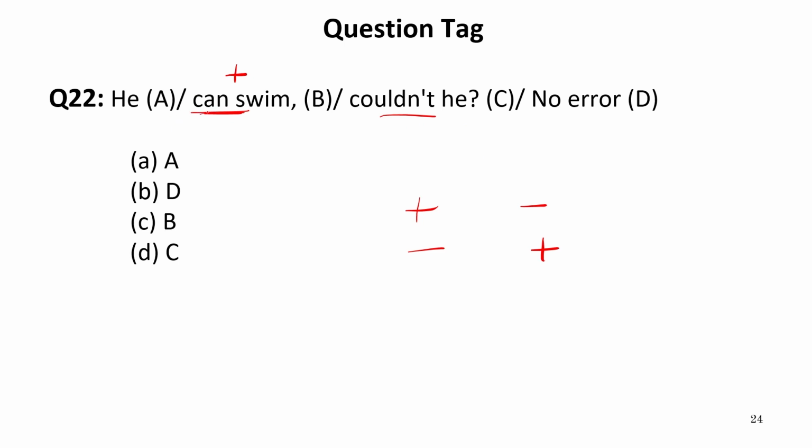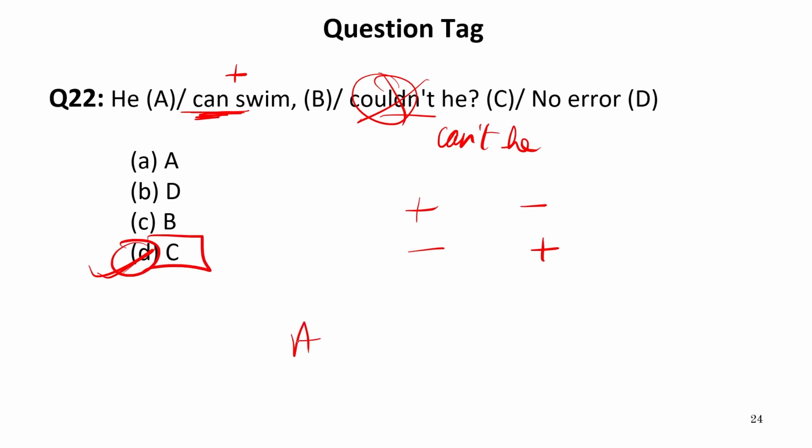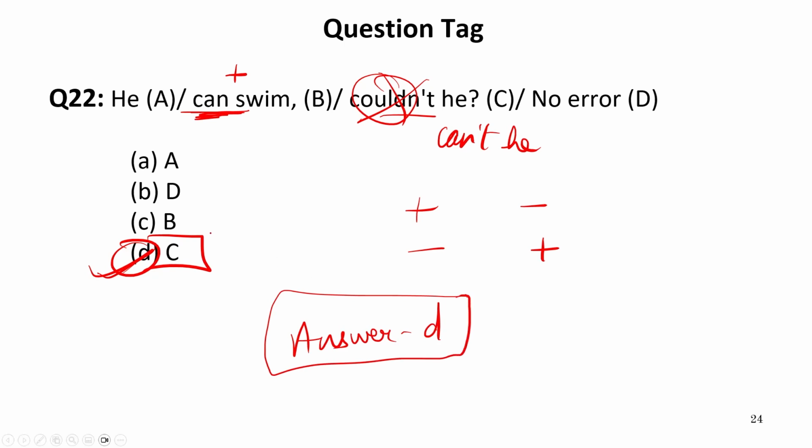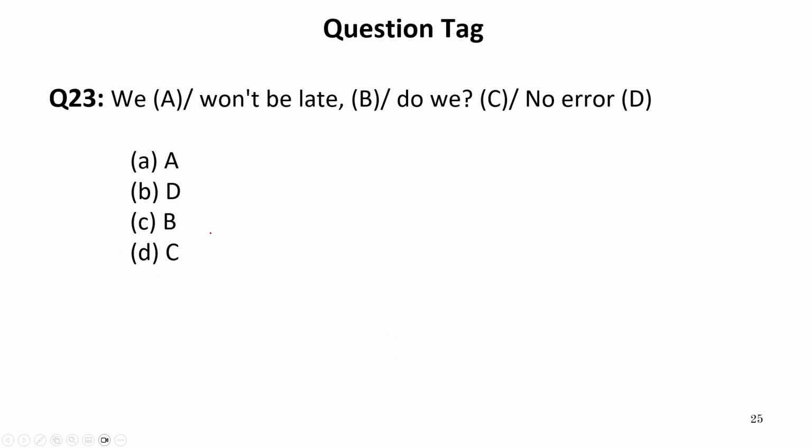But the helping verb is a modal that is can. So in the question tag as well, we will have to use can, not could. So this part is incorrect. It should be can't he. So the correct answer is C, that is again option D. So our answer is D, because this C part is contained in option D. Now let us move to the next one.